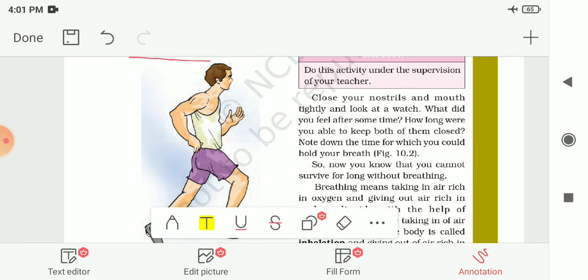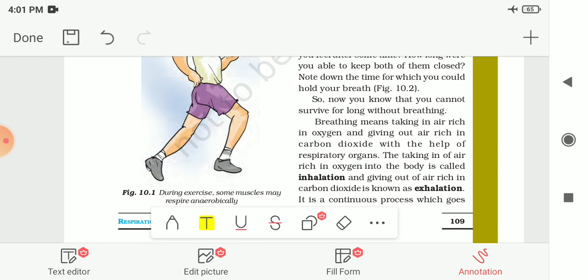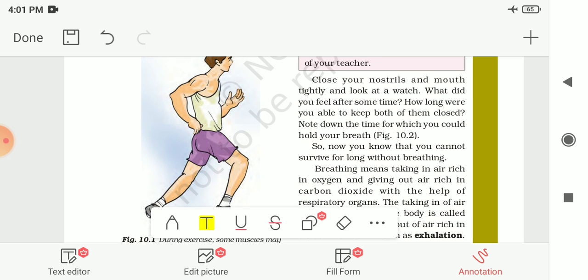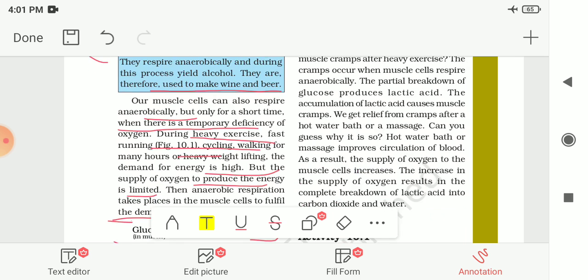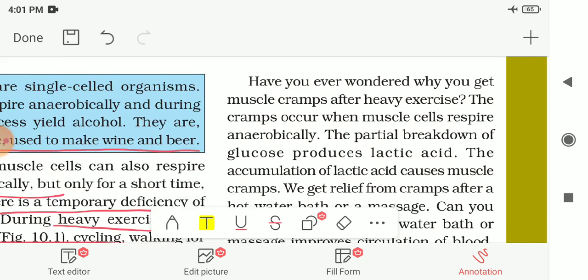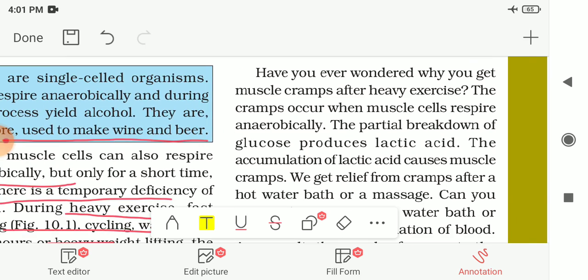Here it is shown in the figure that this man is doing some exercise, like running, walking for long hours, or heavy weight lifting. During such kind of exercise our muscle cells perform anaerobic respiration when the energy demand is higher and the supply of oxygen is limited.